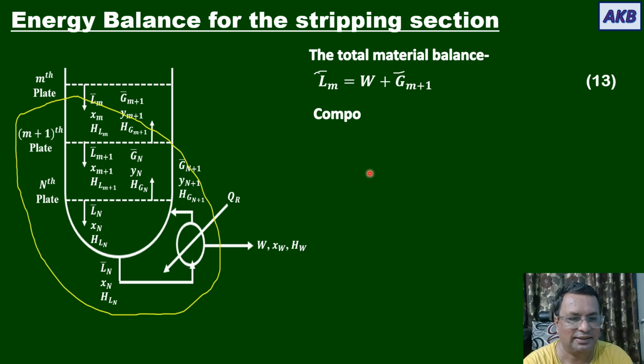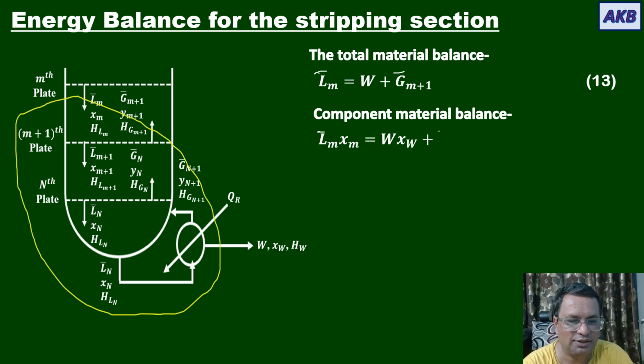Okay, and now the component material balance, that is the material balance for the more volatile component. So how will this be written? This will be written as L bar m into xm is equal to W into xw plus G bar m plus 1 into ym plus 1. Let us call it equation number 14.